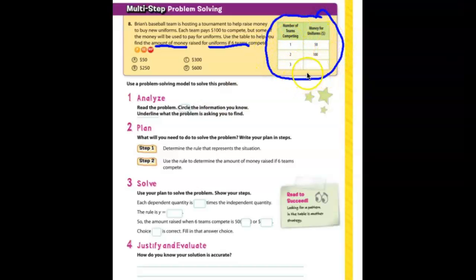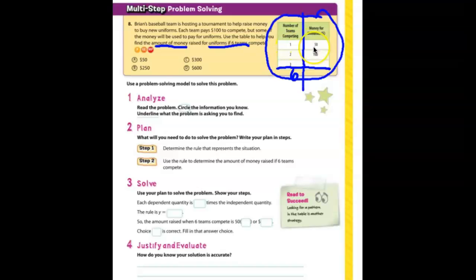We need to figure out the pattern in the table. It says the number of teams competing. 1 team, the money for uniforms, $50. 2 teams, $100. 3 teams. Okay, so we're looking for a pattern over here. So we're going to determine the rule of the table first, and then we can extend this table since the number of teams is the independent value. I can choose to extend the table and put whatever number that I want here. So ultimately, I'm going to put 6 here because that's what I want to figure out for my answer, 6 teams. So what do I do to the number 1 to make it the number 50?